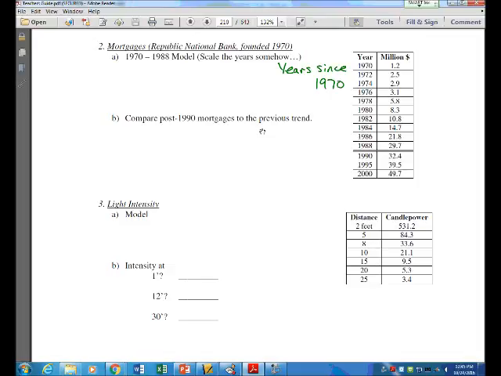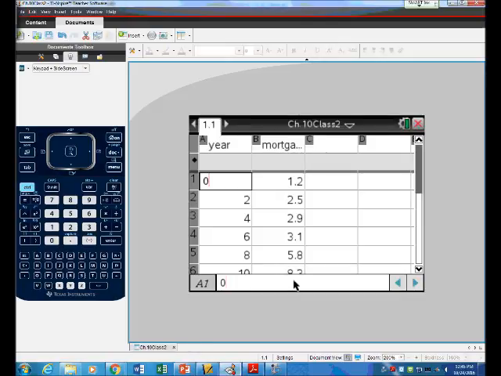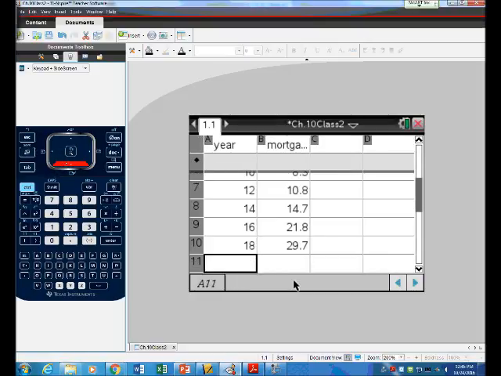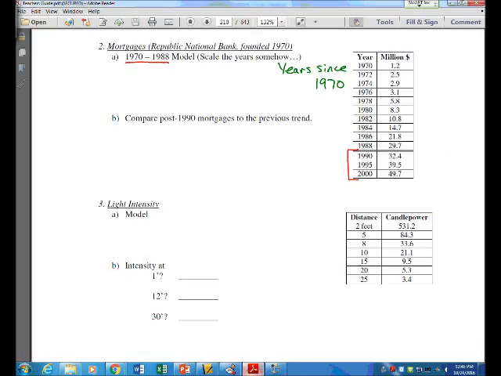Now, when you're typing in these values, be careful. It's only asking us to model 1970 to 1988. So just do not include those last 3. So make sure when you're typing this in, you do not include those last 3. So here is the second example. I'll go ahead and scroll down, and you can see how I only went to 18 years since 1970. So 18 plus 1970 gives me that 1988 number. So make sure you're just stopping when you get to the 1988, 18 years.